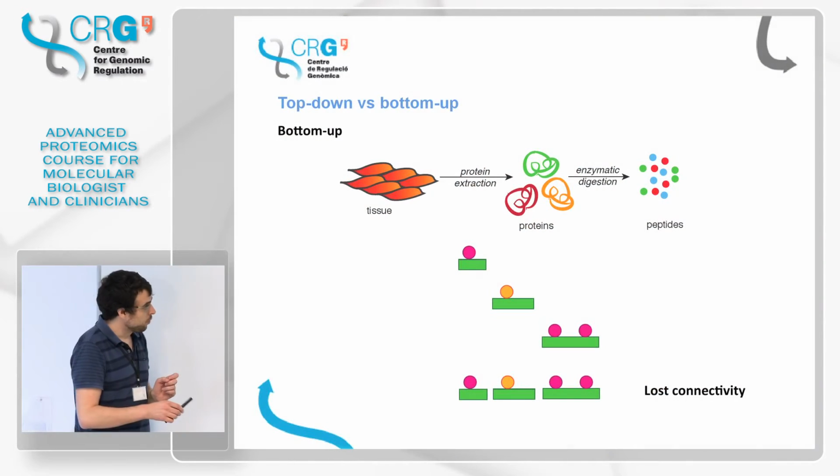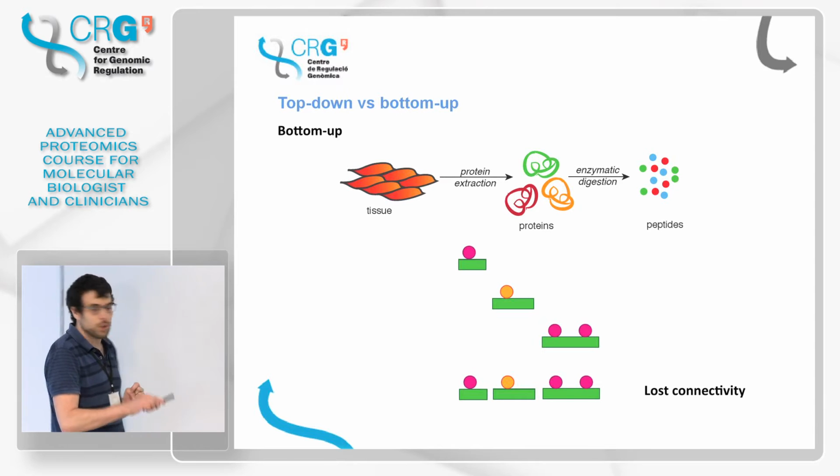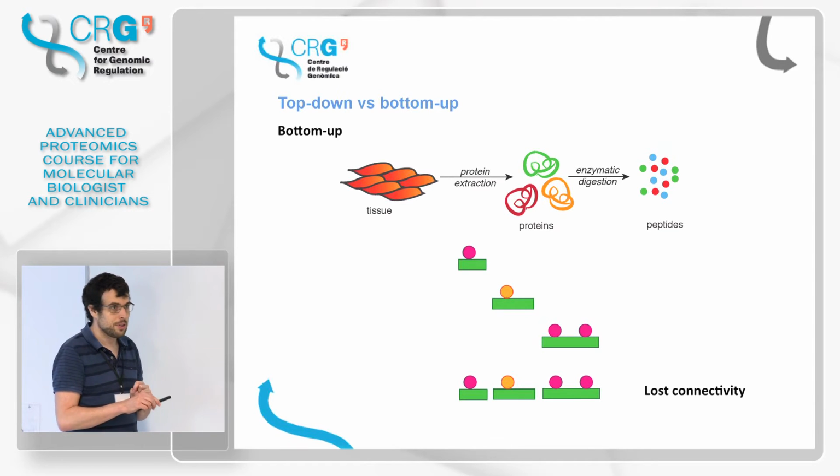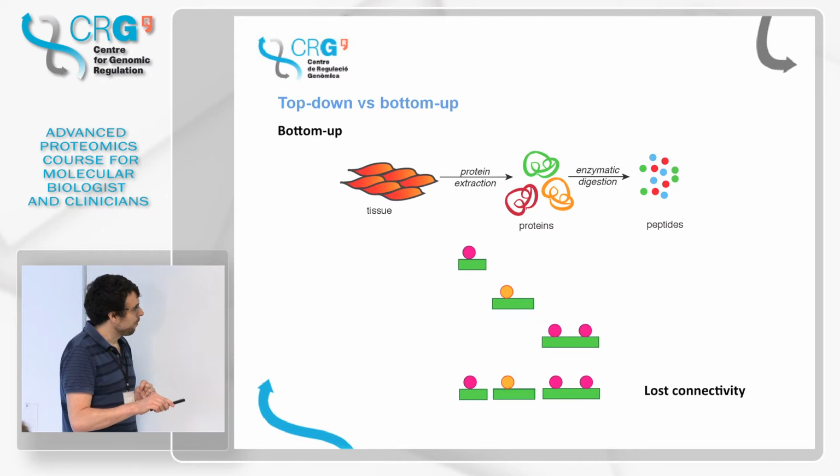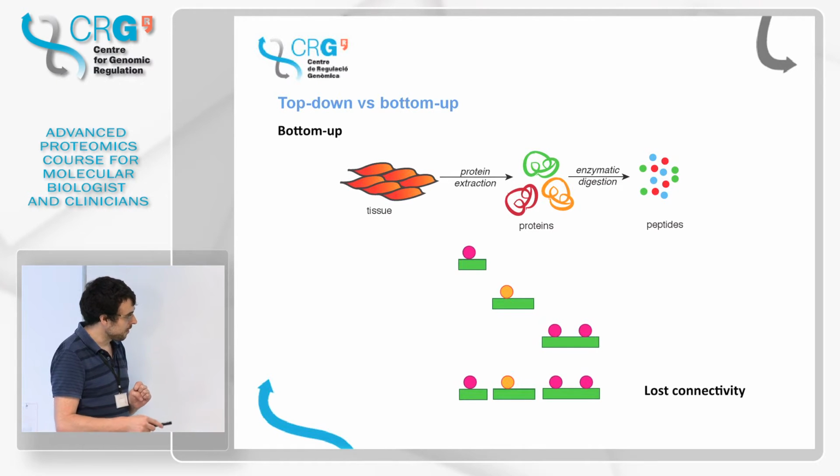Right. So we come back to the bottom-up approach where we analyze peptides. And in this case, as we have digested the proteins, we lose connectivity. So what we identify is this peptide with this modification, this other peptide with this other modification, and this third peptide with these two modifications.